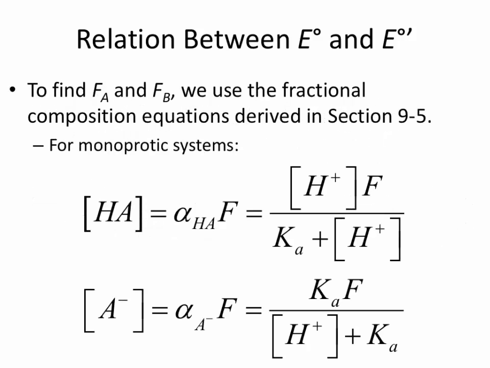Now to find our formal concentrations, we use the fractional composition equations that we've derived earlier in section 9.5. For monoprotic systems, we have the concentration of our protonated form equal to alpha HA times F, which is then equal to the hydrogen ion concentration times F divided by Ka plus the hydrogen ion concentration. And for our A minus, our conjugate base concentration, we have alpha A minus times F, which is equal to Ka times F divided by the hydrogen ion concentration plus Ka.